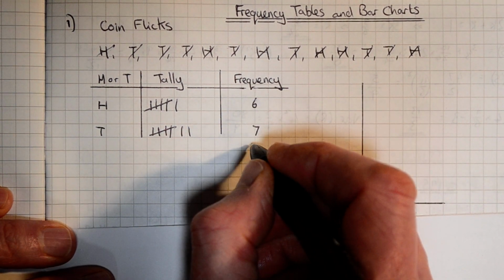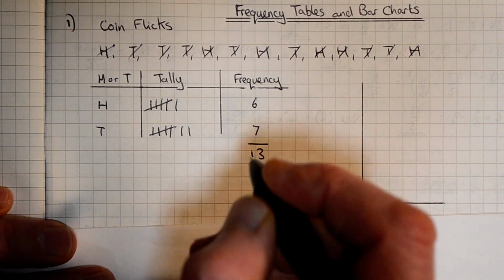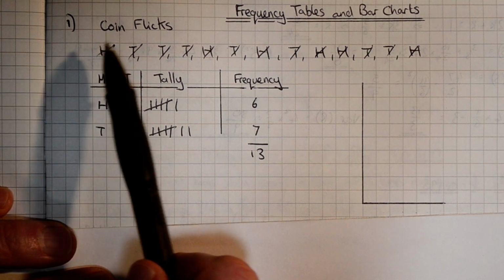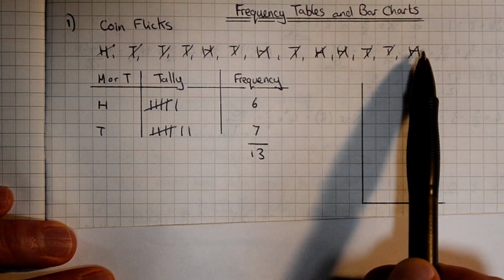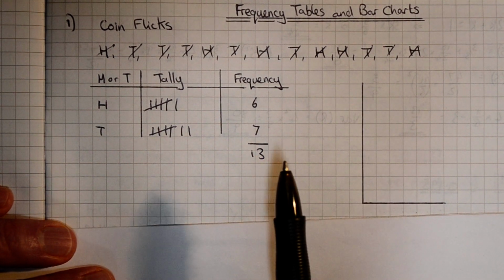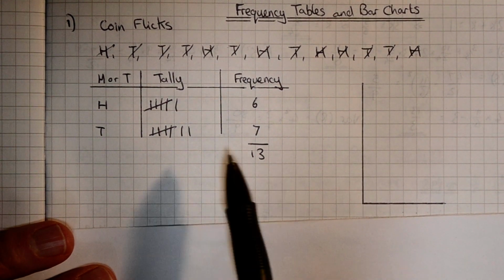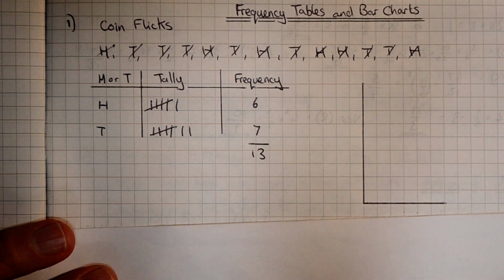So 6 add 7 gives a total of 13. Are there 13 pieces of data? Let's check. Yes, so the check's right. There are 13 pieces of data. I've got 13 there. There could be a mistake, but that's a check.